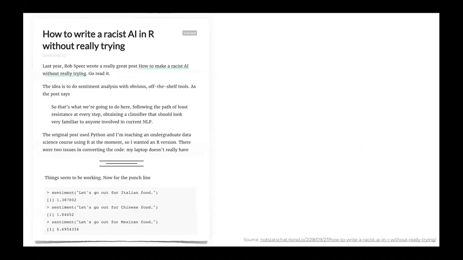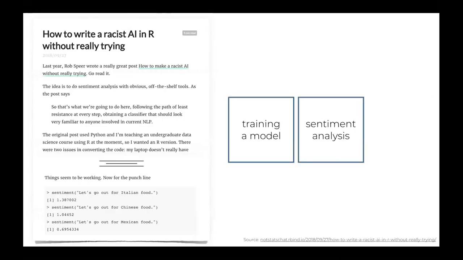And another example we give is this blog post by Thomas Lumley about how to write a racist AI in R without really trying. And here the concepts are training a model, which is something they've learned, sentiment analysis, which is something we've touched on, and the implementation is in R so they can actually read through it.